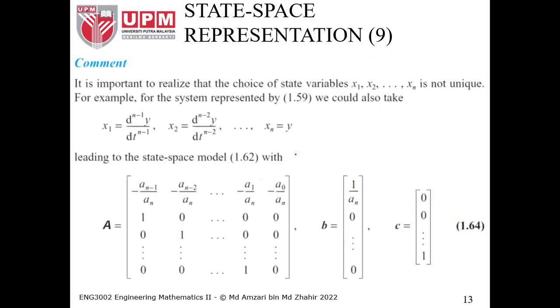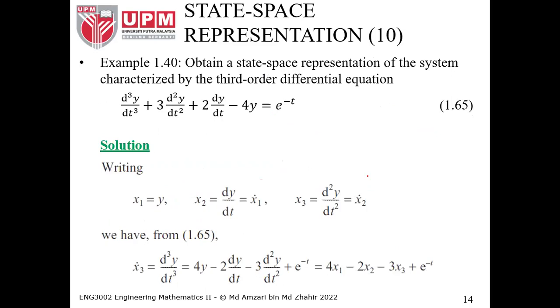Okay, so this is the simplification. For the transpose, we have something like this: A n minus 1 divided by a n, minus 1 divided by a n, and the matrix. So B is 1 over a n, 0, 0, and C is [1, 0, 0]. Okay, let us go for an example.